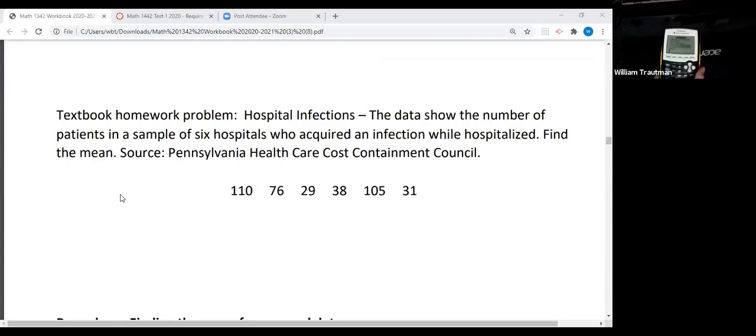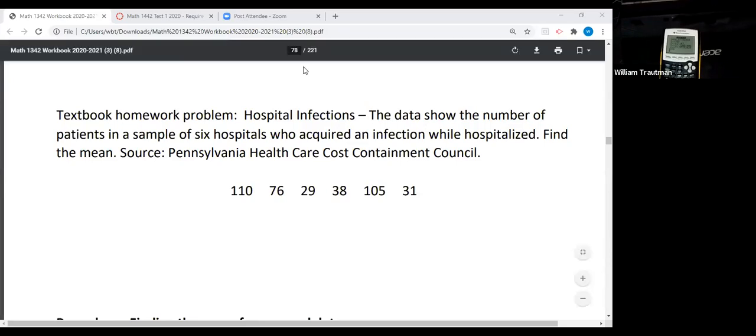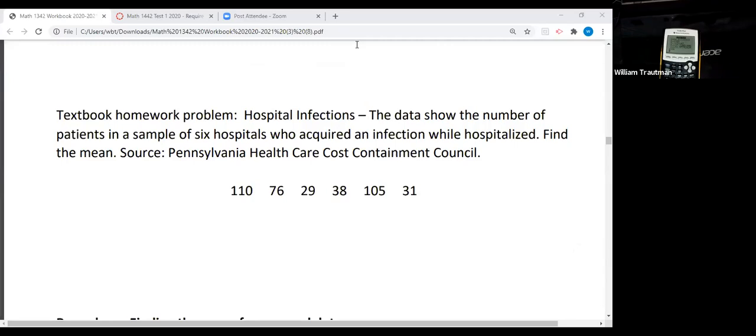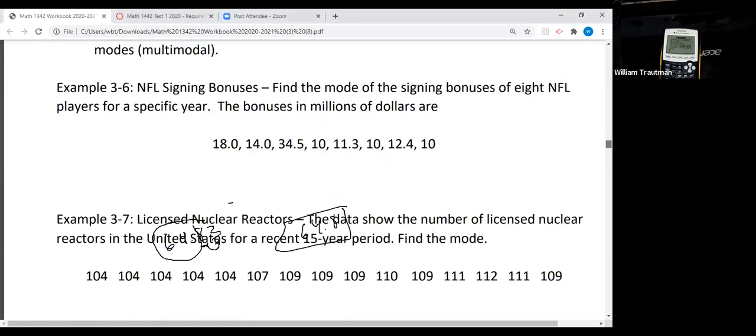We ended up with 64.83. One decimal place, since the data didn't have any. 4 or less, you don't change anything. So the answer is 64.8. That's the average, or the mean. Okay, let's get to the next one.